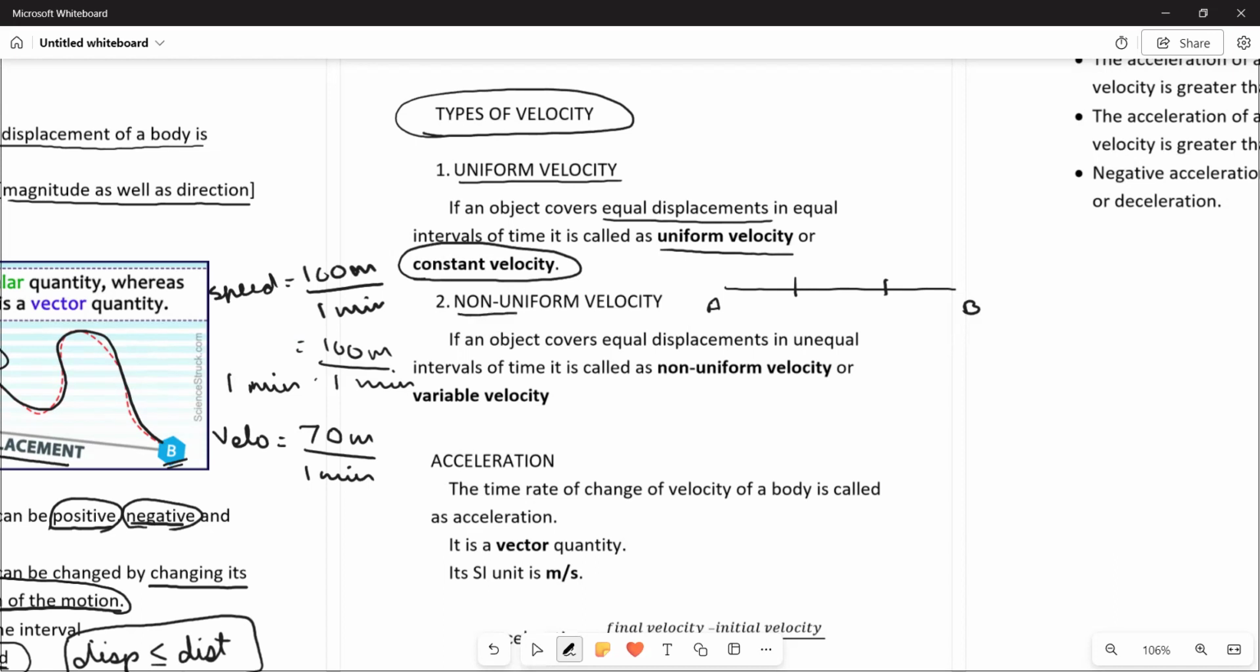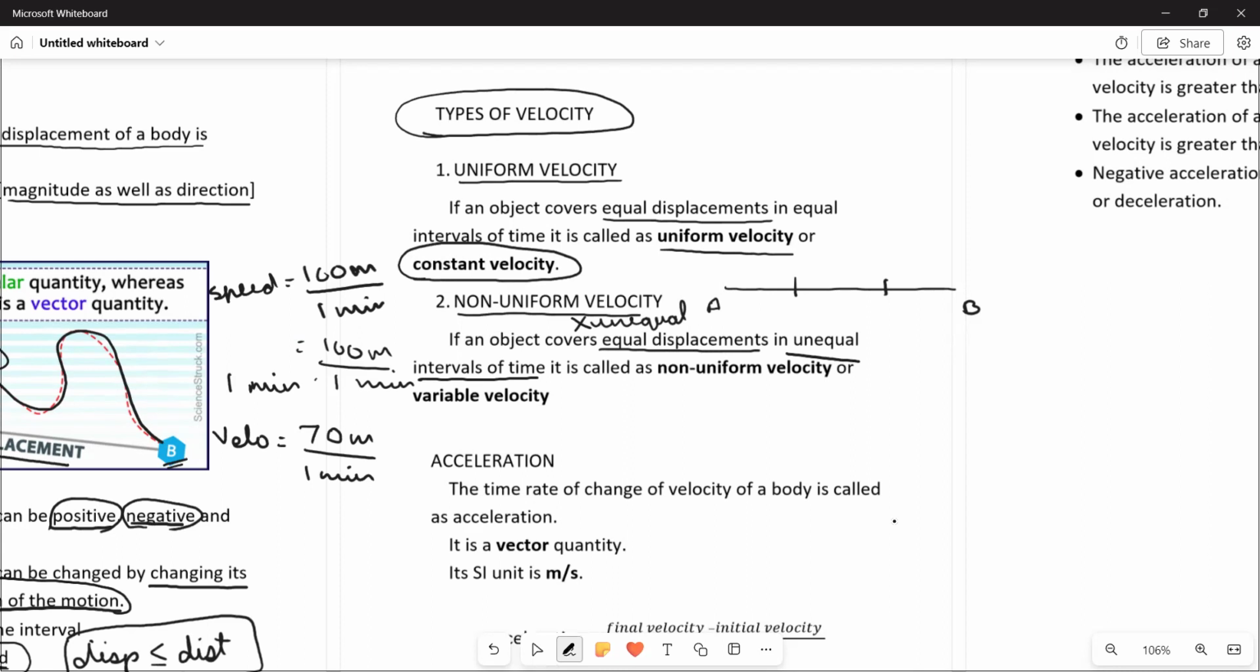And next is non-uniform velocity, in which an object covers equal displacements in unequal intervals of time. You will never say that both are unequal. It will never happen. Both will never be unequal at the same time. Either there will be equal displacements in unequal intervals of time, or unequal displacements in equal intervals of time. We'll never use unequal in both cases, like unequal displacements in unequal intervals of time.